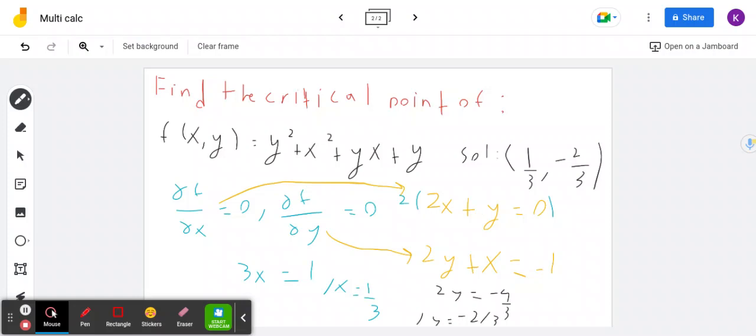So this is true. For this function, y squared plus x squared plus yx plus y, at the point 1/3 and negative 2/3, there is a critical point. In a future video, I'm going to consider how we can classify those critical points, either as a local minimum, a local maximum, a saddle point, or whether we're not able to classify it. I'm going to cover those in future videos.